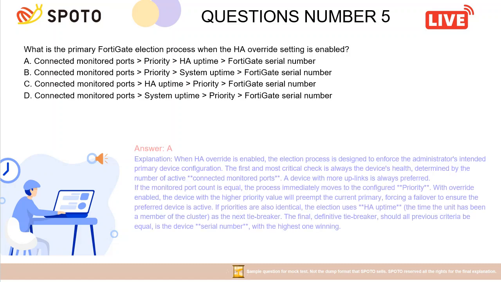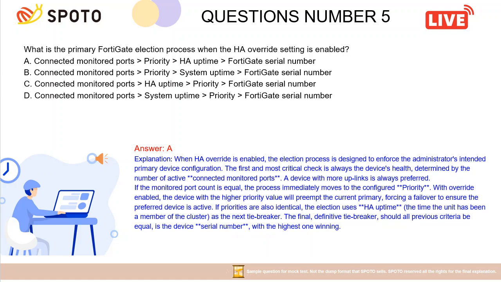Answer A. When HA override is enabled, the election process is designed to enforce the administrator's intended primary device configuration. The first and most critical check is always the device's health, determined by the number of active connected monitored ports. A device with more uplinks is always preferred. If the monitored port count is equal, the process immediately moves to the configured priority. With override enabled, the device with the higher priority value will preempt the current primary, forcing a failover to ensure the preferred device is active.